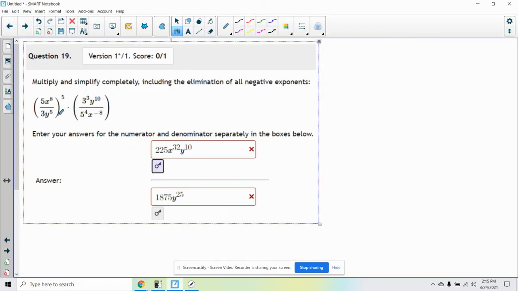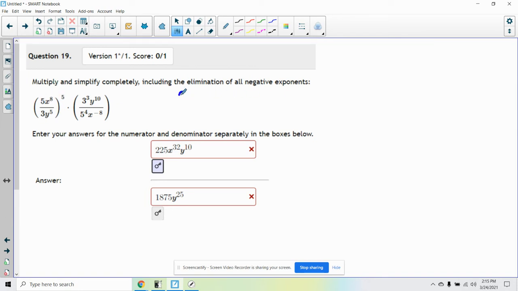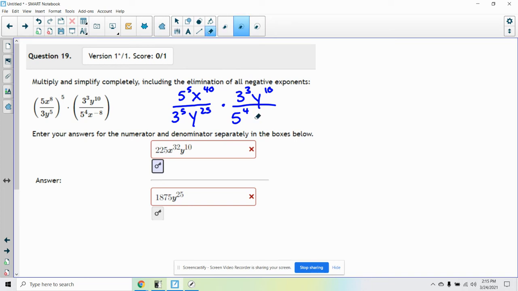All right, this is number 19. So it says multiply and simplify. So I'm going to distribute this 5 to everything here. So that becomes 5 to the 5th times x to the 8 times 5, which is x to the 40th, over 3 to the 5th times y to the 25th, all times 3 to the 3rd times y to the 10th, over 5 to the 4th times x to the -8th, but I'm going to move that up. That's a -8. So I'll move that up to the top. X to the +8th on top.